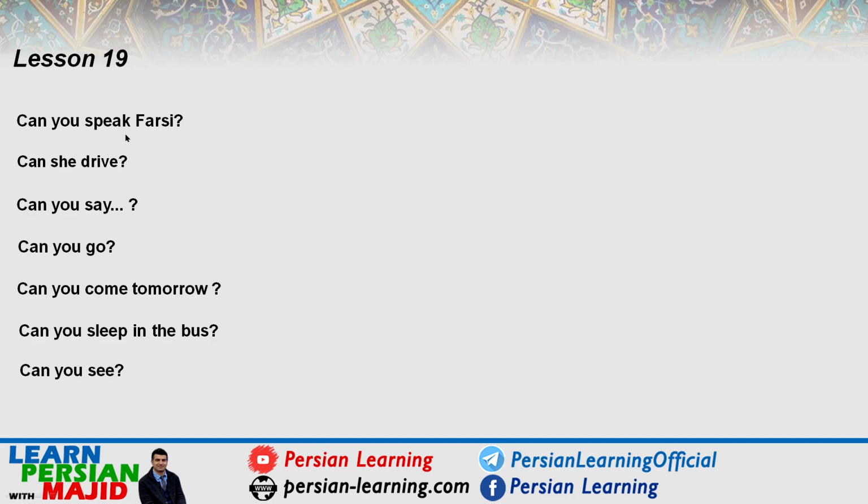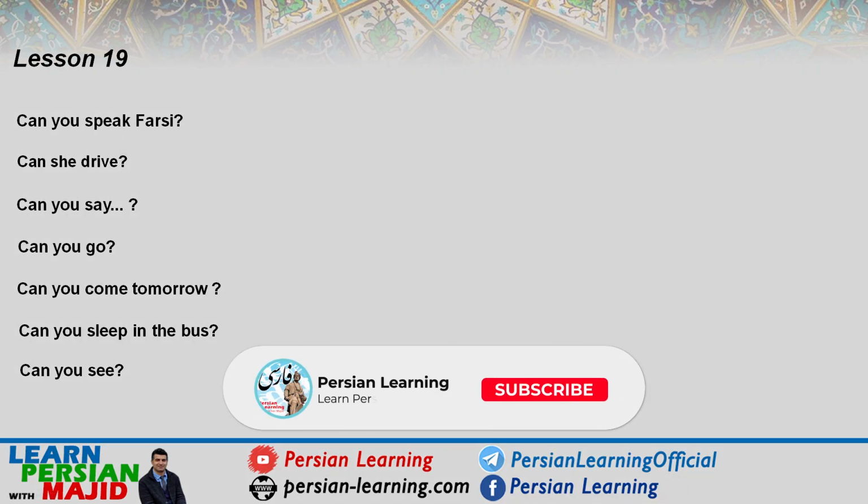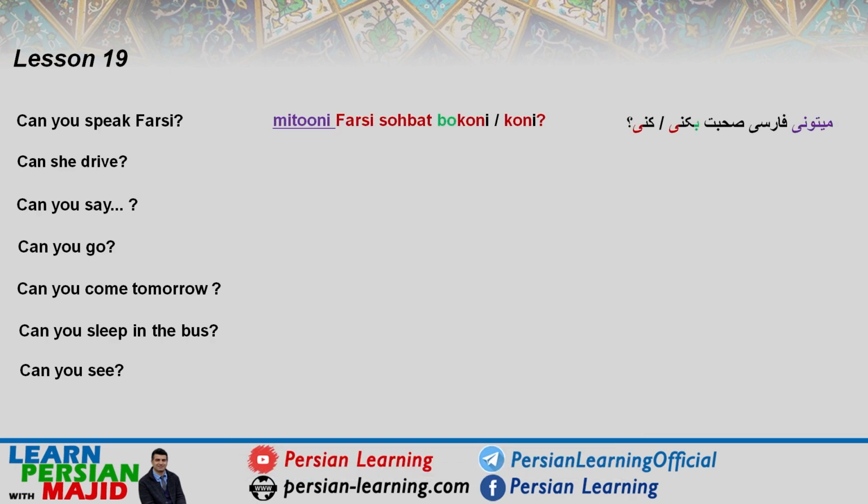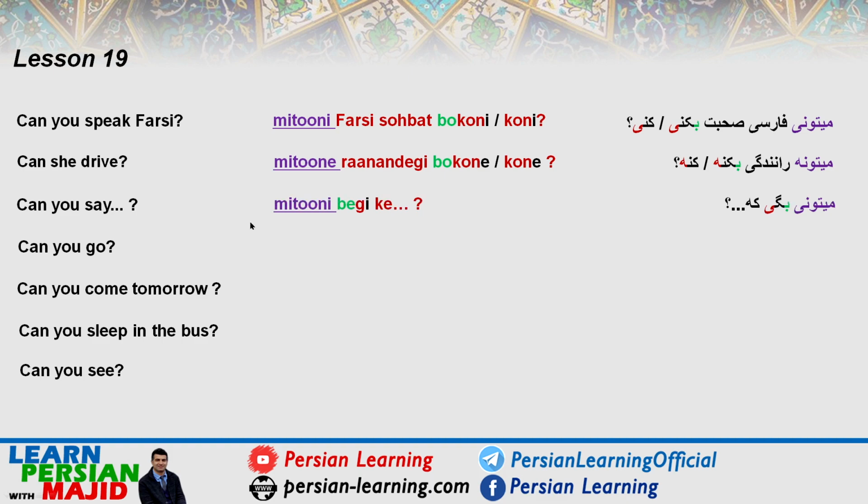So let's see some yes/no questions with can. Can you speak Farsi? So it's the same as normal sentence but in question tone. میتونی فارسی صحبت کنی؟ Can she drive? میتونه رانندگی کنه؟ Can you say? میتونی بگی که, or you can stop here. میتونی بگی, can you say? Can you go, for example, to the supermarket? میتونی بری سوپرمارکت, for example.